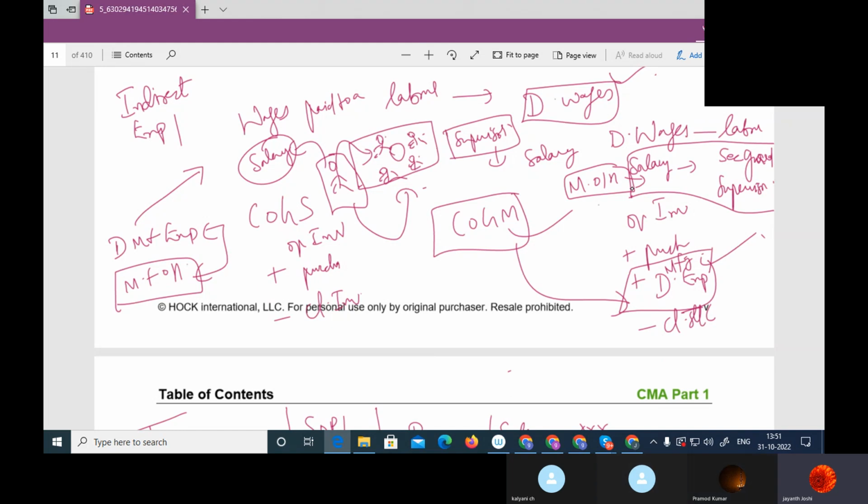COGS is the same in every company, Pramod, but when you are into the manufacturing process, you also have direct manufacturing expenses as well as manufacturing overheads. You have to include those in the COGS, hence it becomes COGM. Understood? But COGS, what we have discussed right now, would be in the same format everywhere.